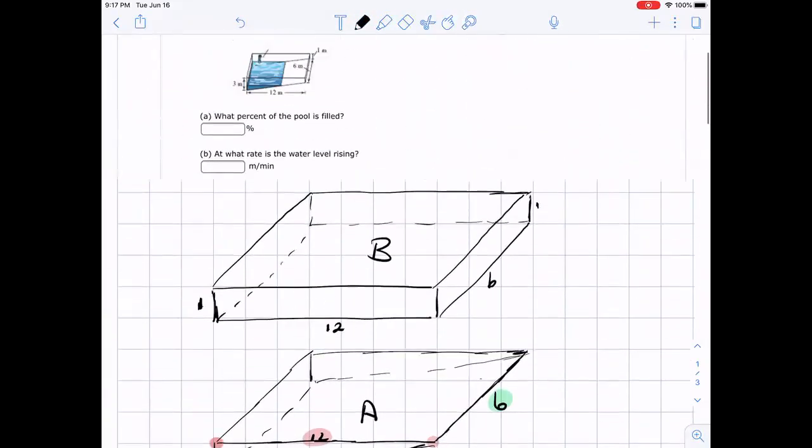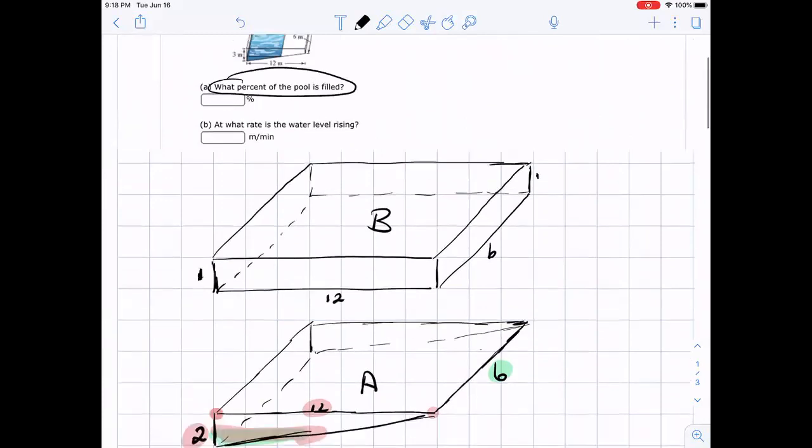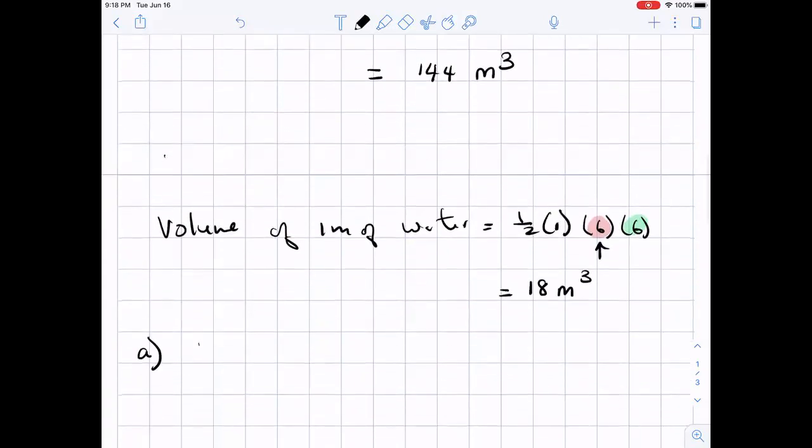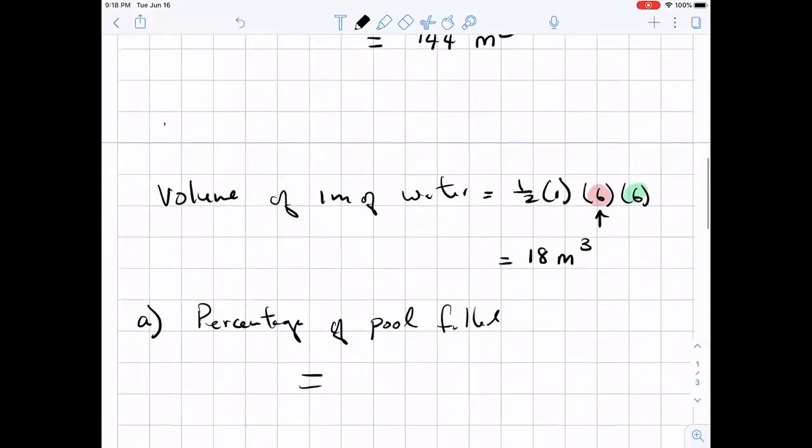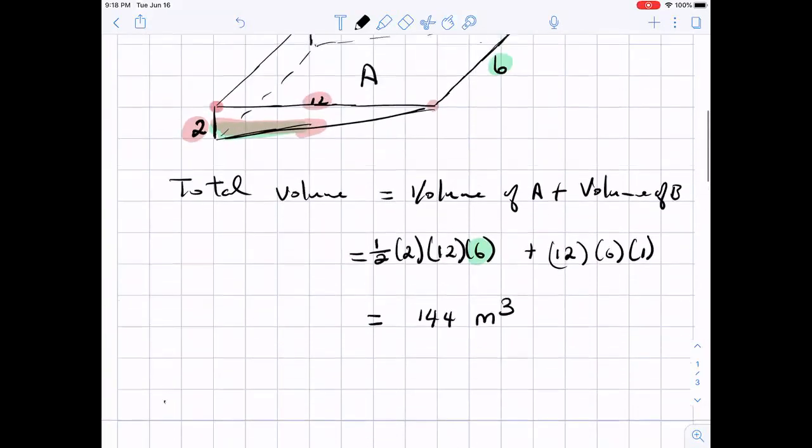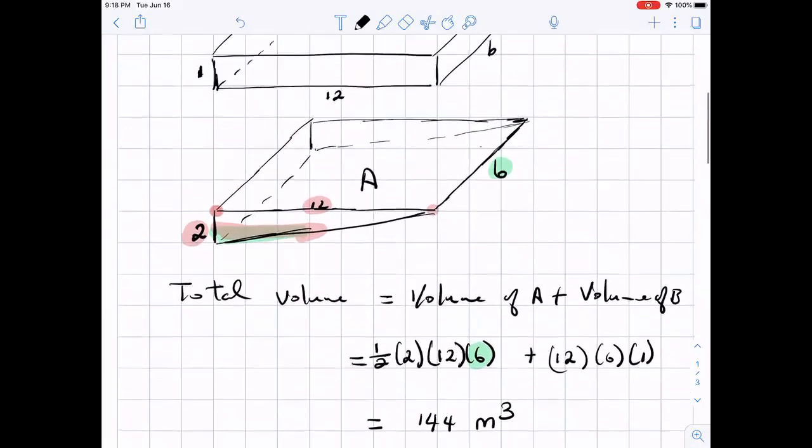So for part A, when they ask you what percentage of the pool is filled, then the percentage of pool filled is equal to 18 over 144, times 100 because we need percent, times 100%. And that is equal to 12.5%. So only 12.5% of the pool is filled when there's 1 meter of water at the back end, in the pool.